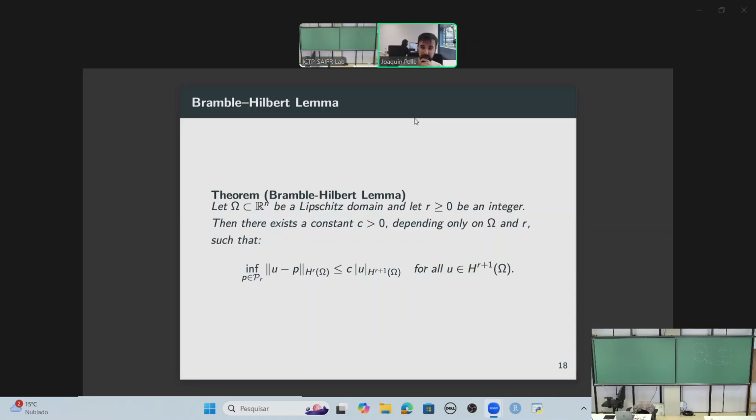Yeah. So now this provides a very useful bound because it tells us, on a given domain, how close we can get with polynomials of degree R to a certain function that has this regularity here, lives on the Sobolev space of degree R plus 1. And this is the kind of thing that we need.